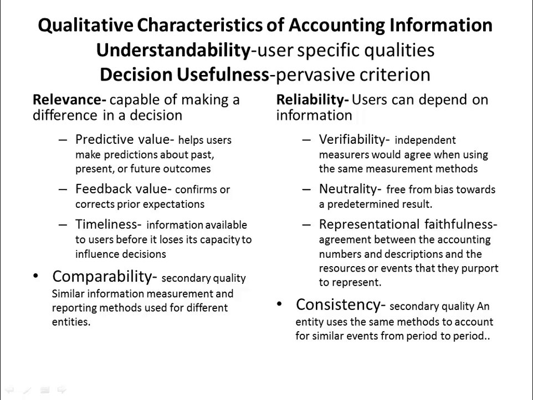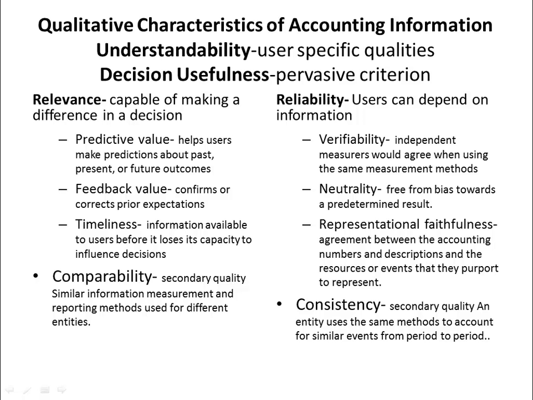Secondary to that is comparability, which means the methods are comparable between different entities. In other words, similar information measurement and reporting methods are used by different entities, so that when you look at these methods for one entity, you know that method is comparable to its intent when it is used by another entity.